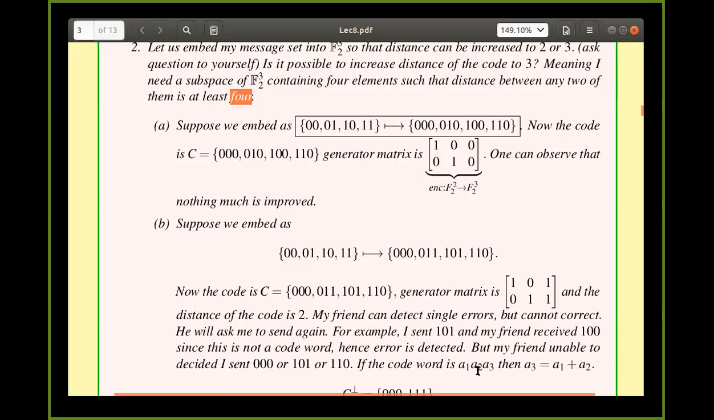But my friend is unable to decide whether I sent 000, 101 or 110, because one error happened, that is clear, but which one happened? In general, this I explained in the last class. A1, A2, A3 is the received word, then A3 equals A1 plus A2. That is exactly the parity, right? We are adding them.